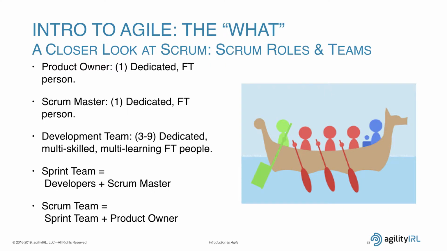So here's what we've got. Scrum team: you've got the product owner, one dedicated full-time person per Scrum team. Scrum master, one dedicated full-time person per Scrum team. Development team, 3 to 9 dedicated, multi-skilled, multi-learning, full-time people. When I say the word sprint team, I mean the developers plus the Scrum master. When I say the word Scrum team, I mean all of them plus the product owner. Cool?